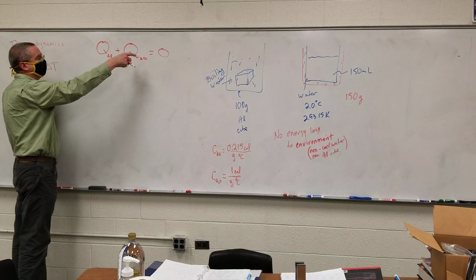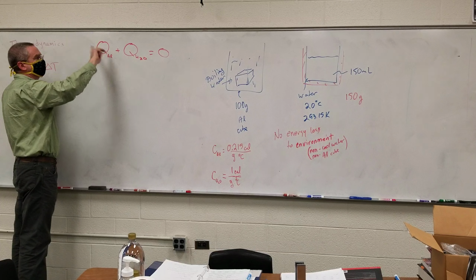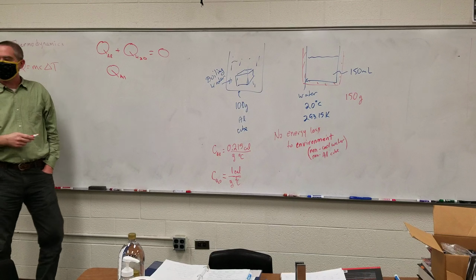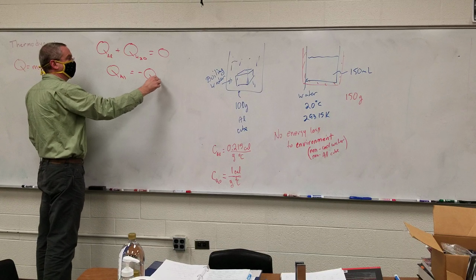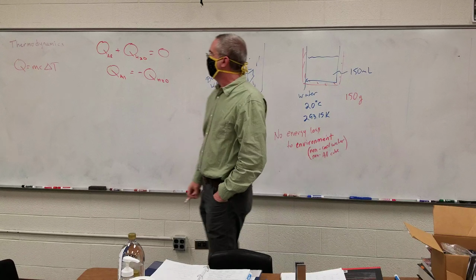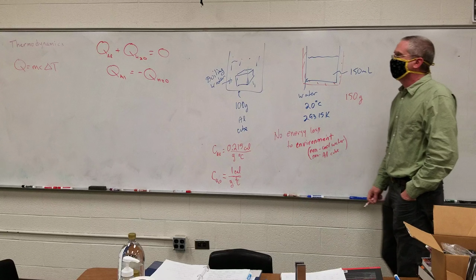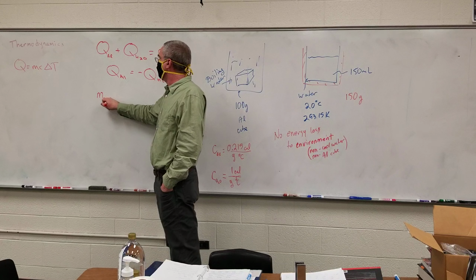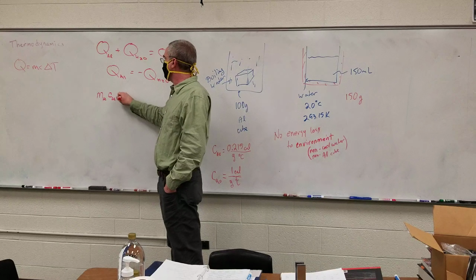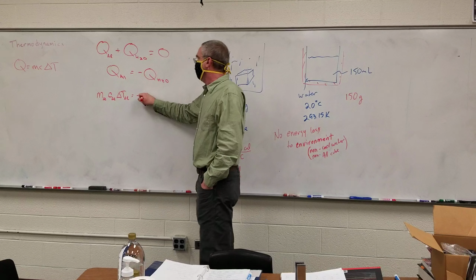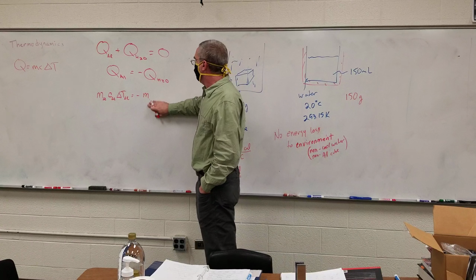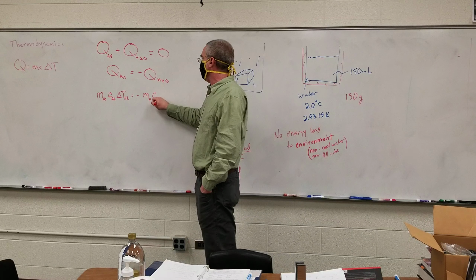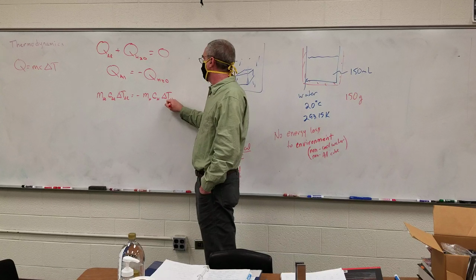Depends on where you want to stick the math, but I'm just going to take Q over Q water to the other side. So whatever energy is lost, Q from the aluminum, is equal to the negative Q for water. Stick a formula in there. So this is mass of the aluminum times specific heat of the aluminum times the change in temperature of the aluminum is equal to the negative mass of the water, I'm just going to use H so I don't have to write as much, times specific heat of the water, times the change in temperature of the water.